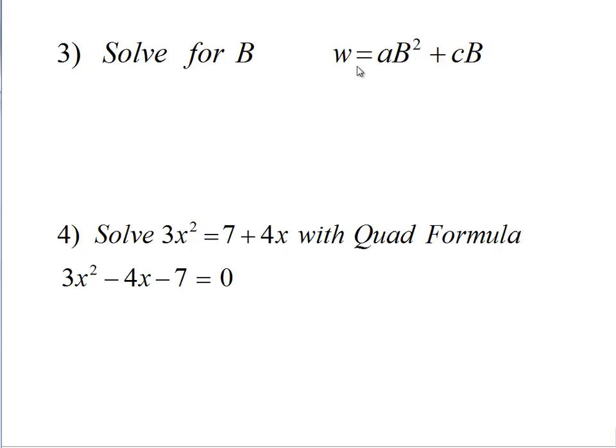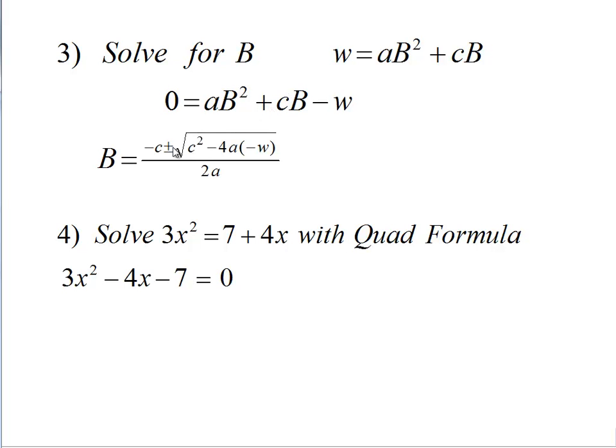Okay, solving for b, we need to put this in quadratic form: ab squared plus cb minus w. Okay, the quadratic formula takes negative the middle term, which is c, plus or minus, again, that middle coefficient c squared minus 4. The leading coefficient is a, the last number is minus w, over 2 times the front, which is a. If we just clean this up, you get negative c plus or minus the square root of c squared, minus becomes plus, 4aw, over 2a.